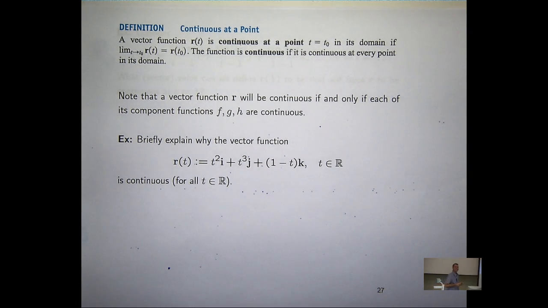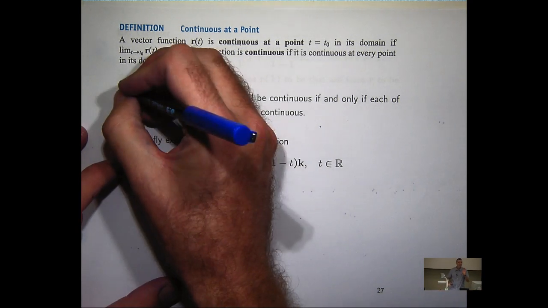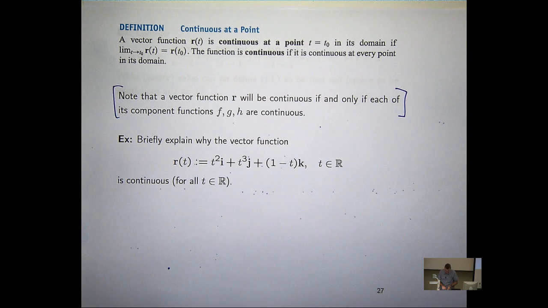Going back to the previous definition, the limit, big L, is actually the value of the vector function at t0, r of t0. We use the slang: we say a function is continuous if it's continuous at every point in its domain. An important concept there. Again, we can break it down to the component functions. A vector function will be continuous if and only if each of its component functions is continuous.